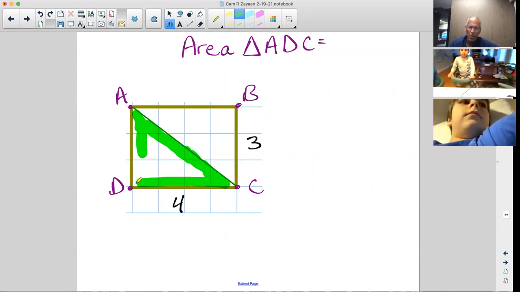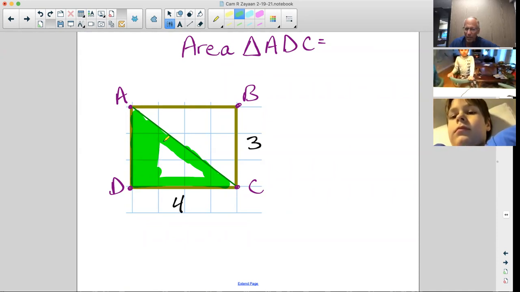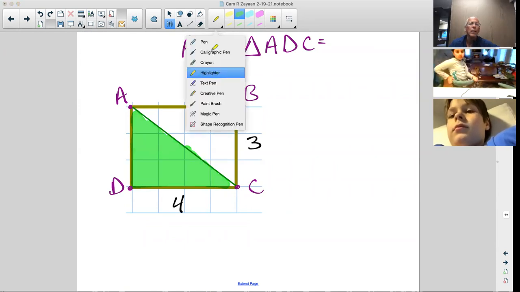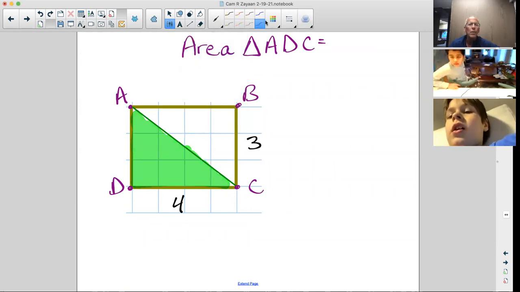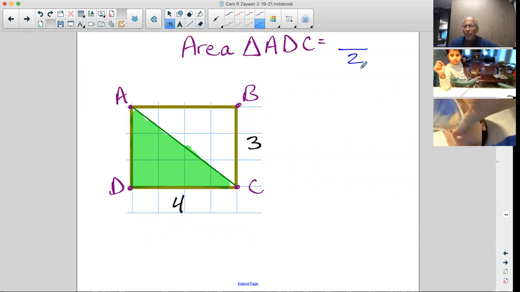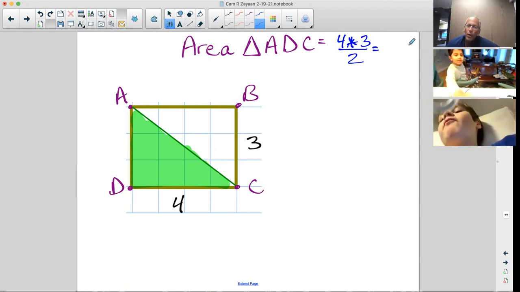1/2. 1/2 unit or 1/2 of something? 1/2 of something. And what's the something? A rectangle. It's literally 1/2 of the 4 by 3. And Zayaan, can you give me the answer? How many square units?